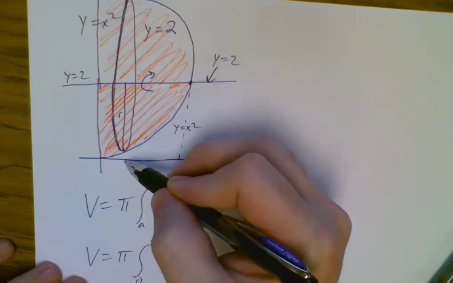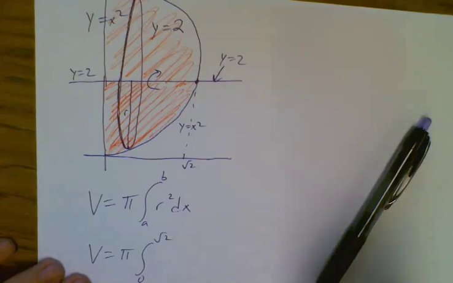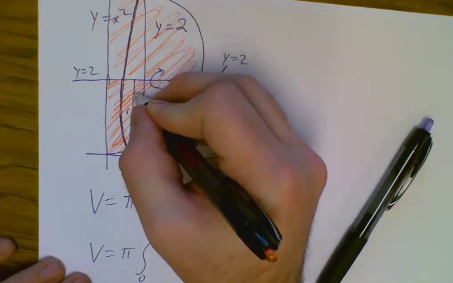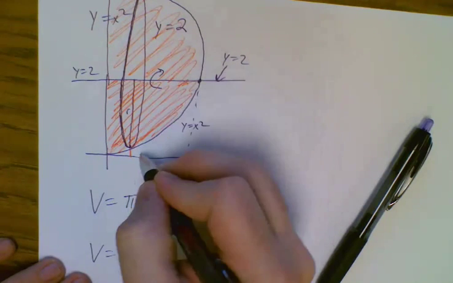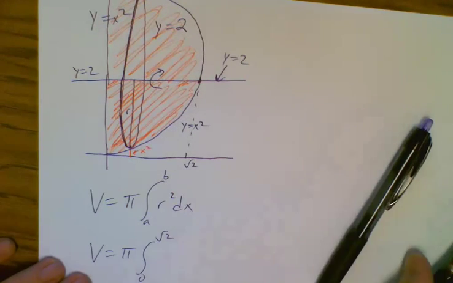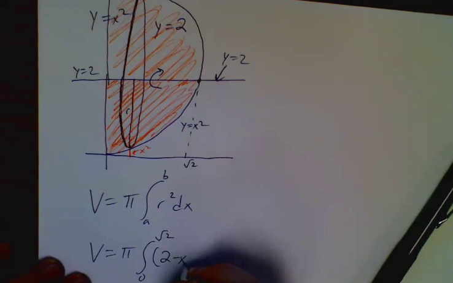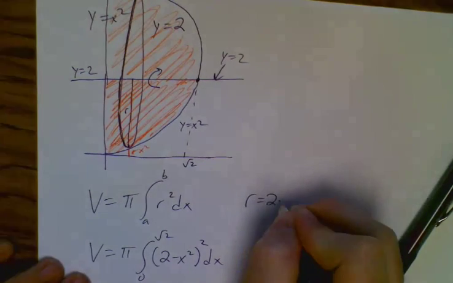The function goes from x up to the curve. So really what I want to do, here I'll draw it in orange, I want to go all the way down, which is 2, and I want to subtract that, which is x squared. So it's going to be 2 minus x squared, squared. So my radius is 2 minus x squared.